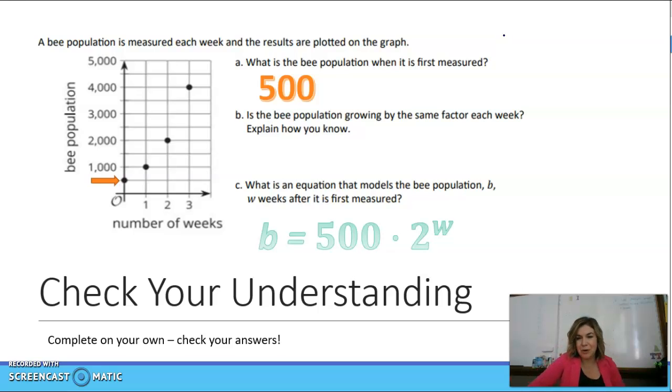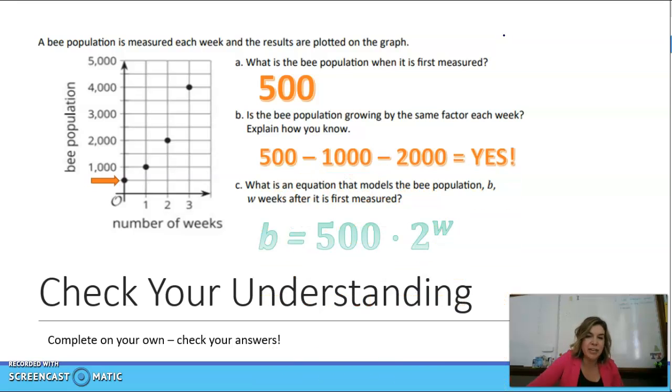Is the bee population growing by the same factor each week? Yes, it is. We go from 500 to 1,000, from 1,000 to 2,000, so it's going up by a factor of 2, right? It's doubling. So then C, which I already gave you the answer to, is what is an equation that models the bee population B, W weeks after it is first measured? And that can be seen right here. It's B, or you could have had y, is equal to 500 times 2 to the power of W. So every week, our population is doubling.